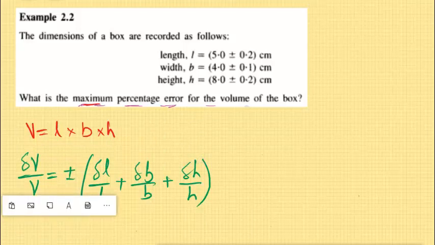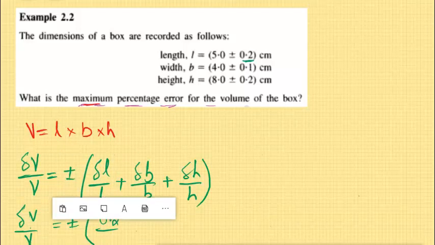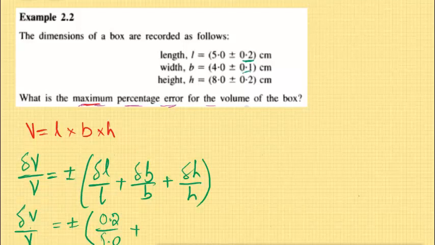Now I'll keep this fractional error in V as it is. I will not disturb this. But here I am going to put the values. You see the error in length is 0.2. So in place of the error in length, I am going to write 0.2 divided by the actual value of length, which is 5.0, plus the error in breadth, 0.1, divided by the actual value of breadth, 4.0, plus the error in height, 0.2, divided by the actual value of height, 8.0.